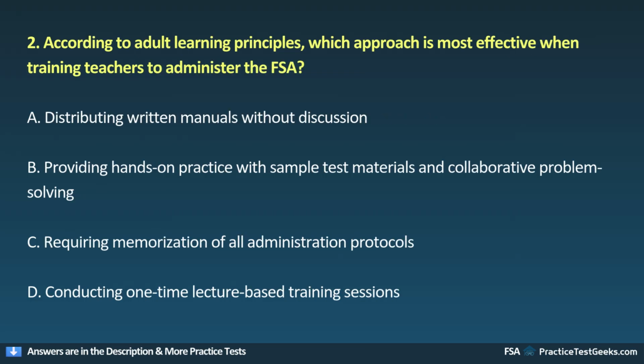2. According to adult learning principles, which approach is most effective when training teachers to administer the FSA? A. Distributing written manuals without discussion. B. Providing hands-on practice with sample test materials and collaborative problem solving.